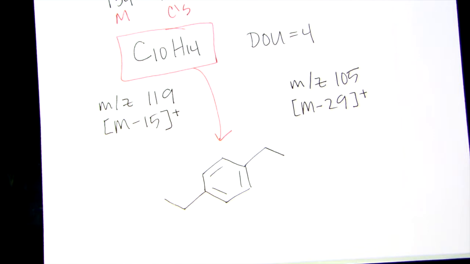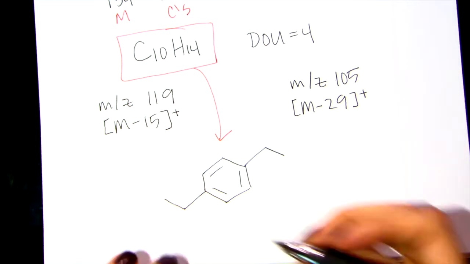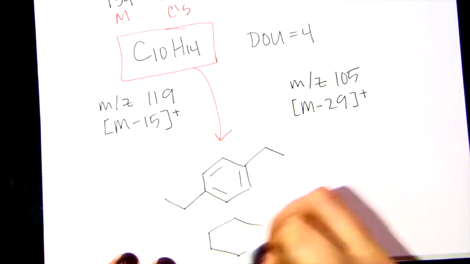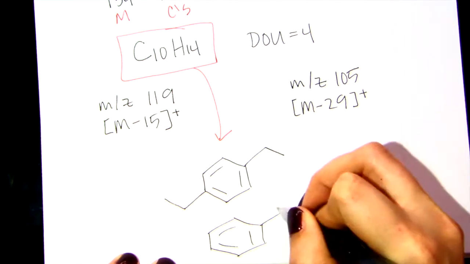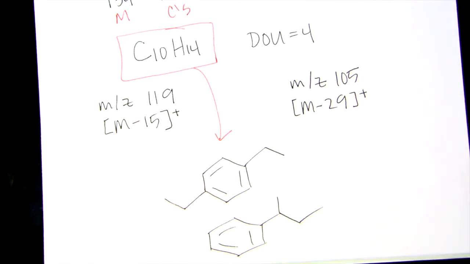Yeah? Would a sec butyl group be better? A sec butyl group? Why? I mean, that would work also. Oh, because then you get two possible benzylic, you can get both of those. Yeah, I mean, that's another possibility. You don't know for sure, but that would work as well. Those would both be okay structures to propose.